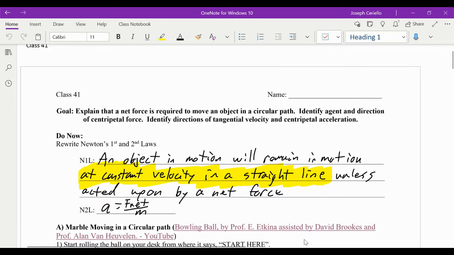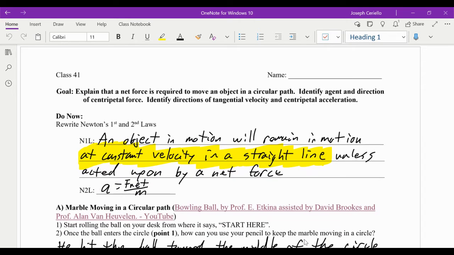So the first thing we did is we wrote down Newton's first and second laws. Newton's first law, abbreviated a bit, says that an object in motion will remain in motion at constant velocity in a straight line unless acted upon by a net force. And Newton's second law tells us that acceleration is equal to the net force divided by mass.